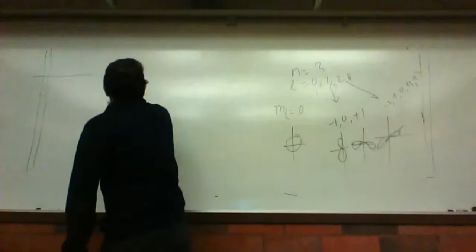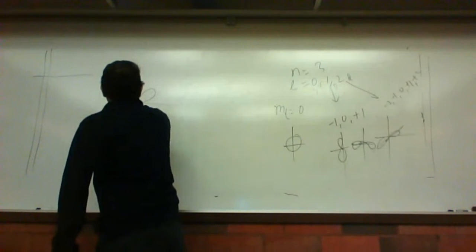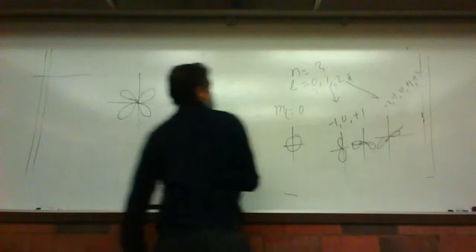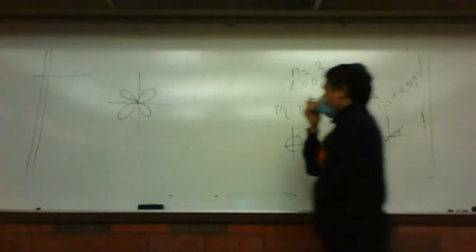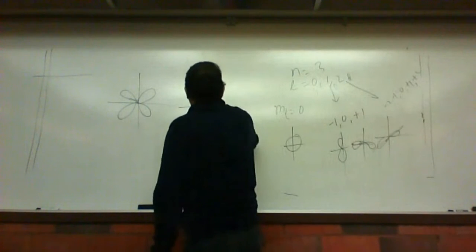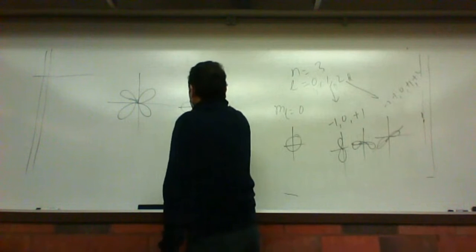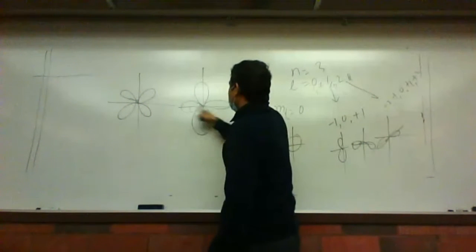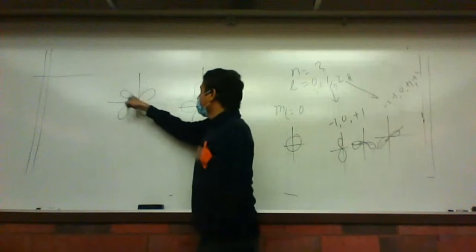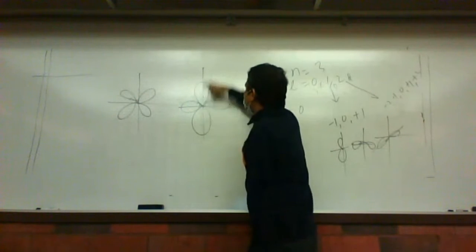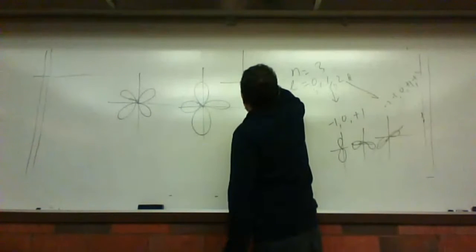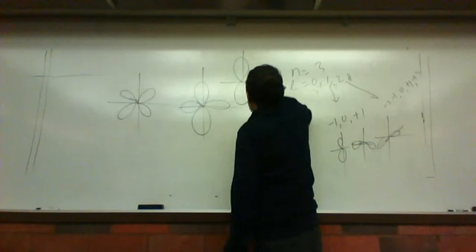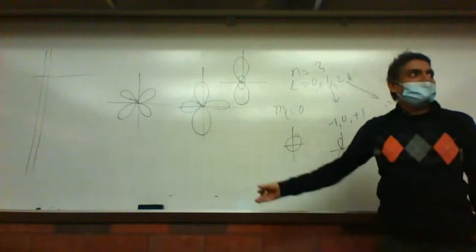So one looks like that. That is a space, and then this one looks like this. These lobes are pointing directly toward the x-axis. Here the lobes were between the axes, and here these lobes are pointing directly toward the axes. There is another that looks like this, with a tiny space here. So another looks like this. So I drew three.